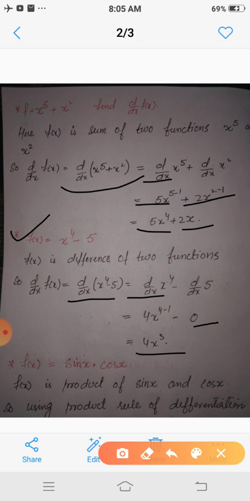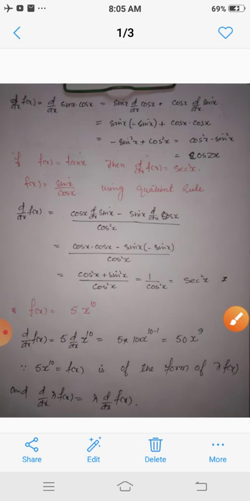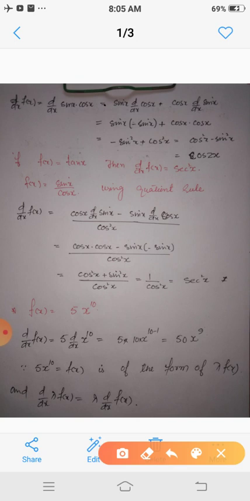Now the other one is f of x is sin x into cos x. Clearly it is the product of two functions, one is sin x, the second one is cos x. So we use the product rule of differentiation, which states that the differentiation of sin x into cos x is the first function, that is sin x, into the differentiation of the second, that is cos x, plus the second, that is cos x, into the differentiation of the first, that is d by dx of sin x.